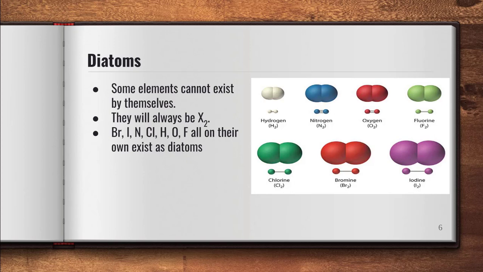The way I remember this is use Brinkelhoff. Brinkelhoff is just kind of a short little acronym that helps you remember all of the different elements that are diatoms. Bromine, iodine, nitrogen, chlorine, hydrogen, oxygen, and fluorine. And all of those elements on their own exist as diatoms. Keep in mind, diatom, di means 2, atom means, well, atom. So these are atoms that appear as 2.